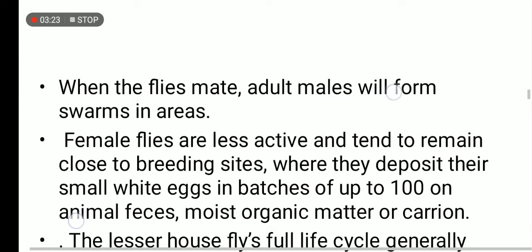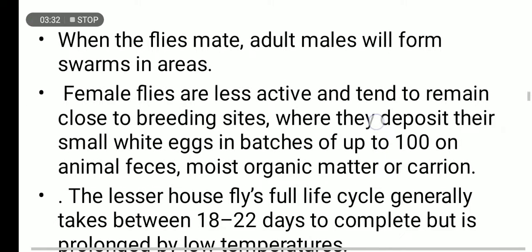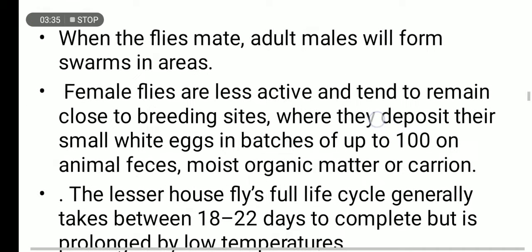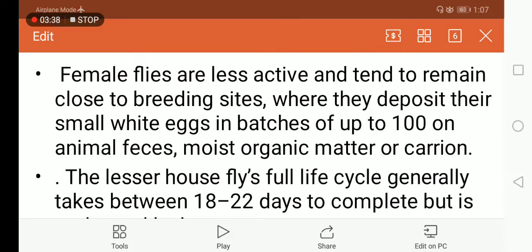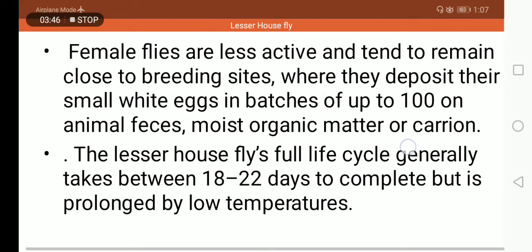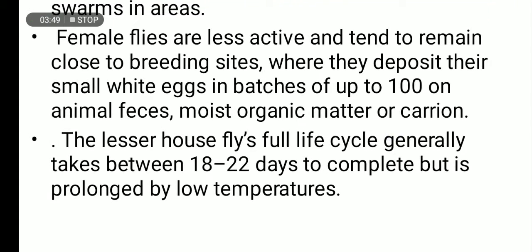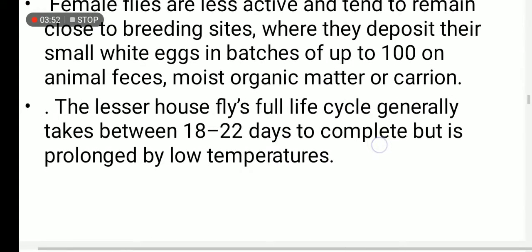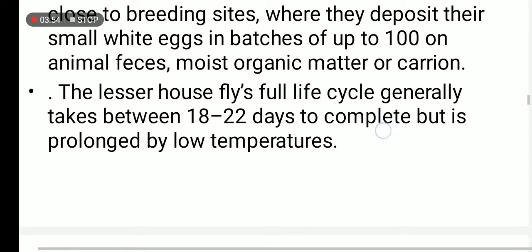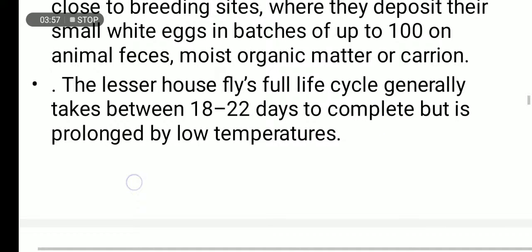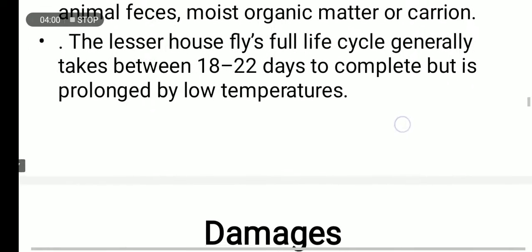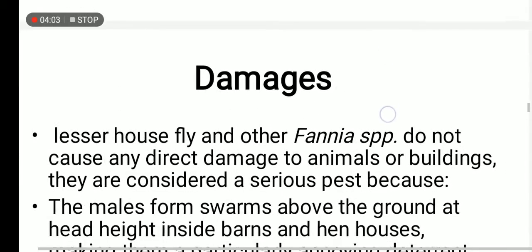When the flies mate, the adult males form swarms, or aggregations, in the area, which produce noise in that specific area. Female flies are less active, and they remain near the breeding sites where they deposit their small eggs in batches of up to 100 on animal feces, moist organic matter, or carrion. The lesser housefly life cycle generally takes 18 to 22 days to complete, but it is prolonged if the temperature of the environment is low.